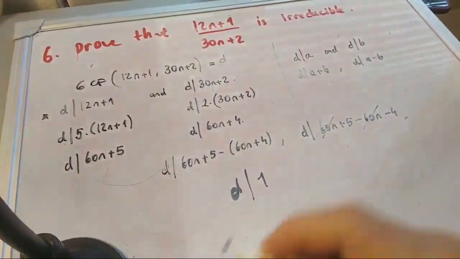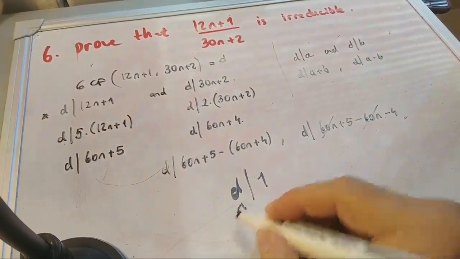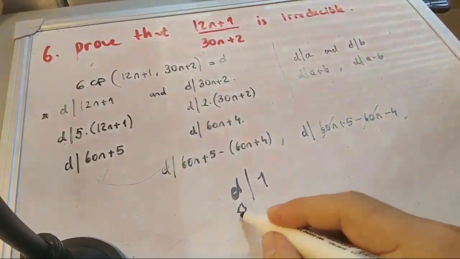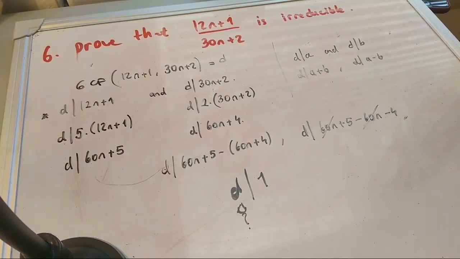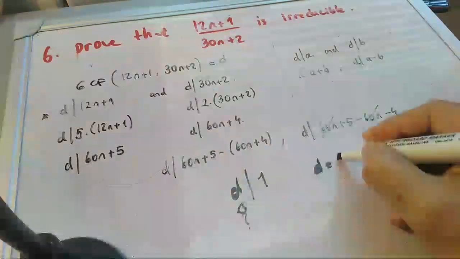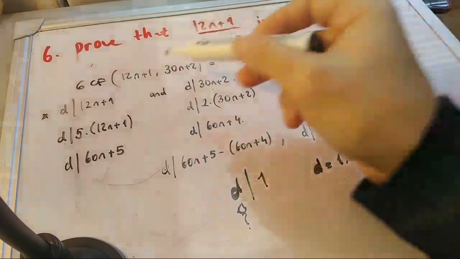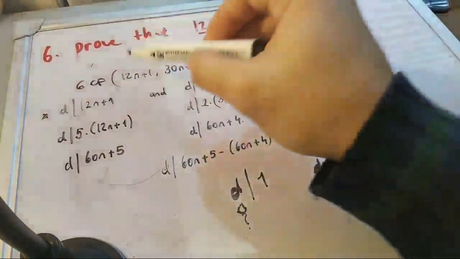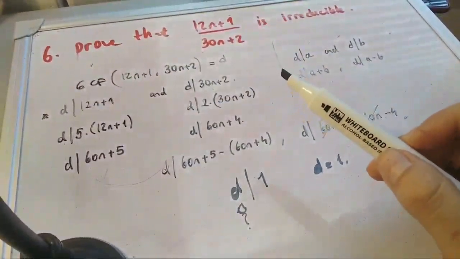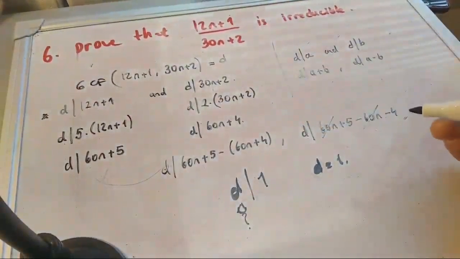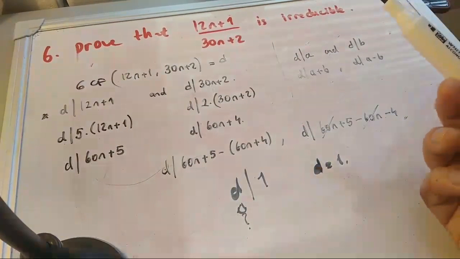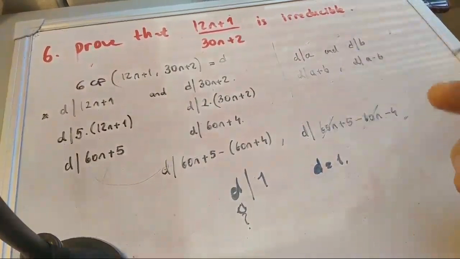d divides 1. What is the value of d? d can be just 1, right? Okay, d can be just 1, because 1 is divisible by itself. So the greatest common factor of 12n plus 1 and 30n plus 2 is 1, which means they are relatively prime and irreducible. Yes.